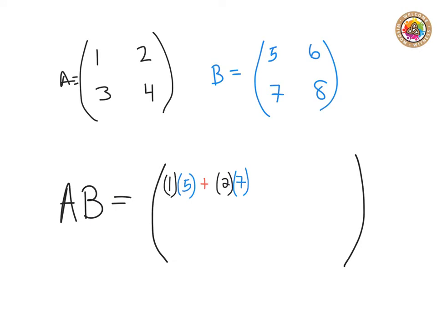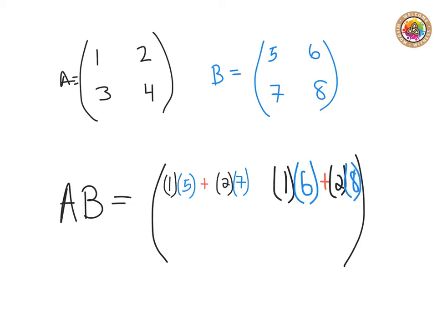Correspondingly, I'm going to have the first row by the second column. I'm going to do the exact same thing to fill this spot in the matrix, so row by column. That is 1 multiplied by, this time, 6, plus, and here again we have 2, and this time it's multiplied by 8.